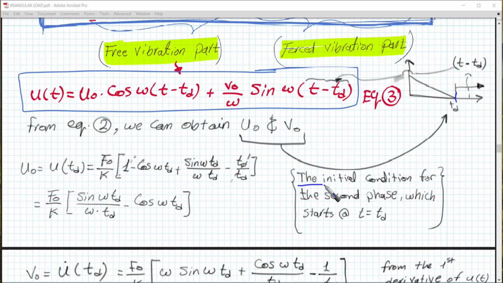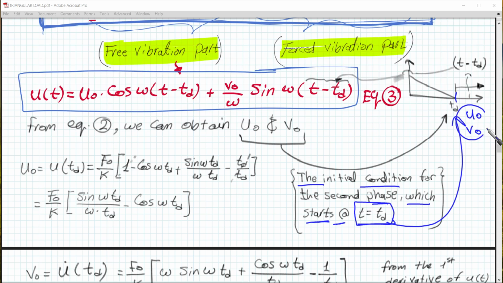So the initial conditions for the second phase, which starts at t equal to TD, are u node and the new v node. U node is going to be u of TD from the first phase. V node is going to be u dot of TD from the first phase.